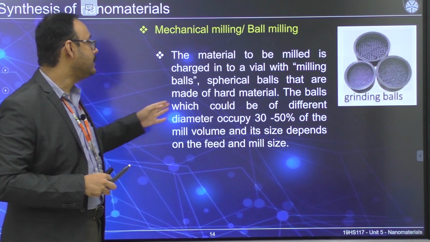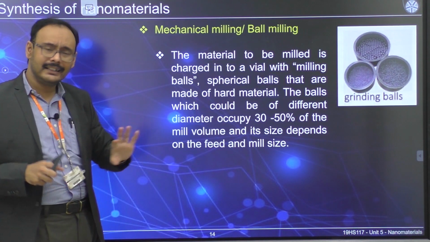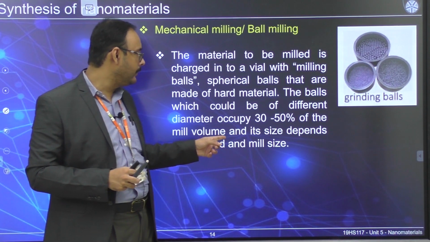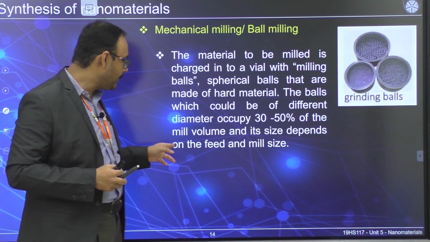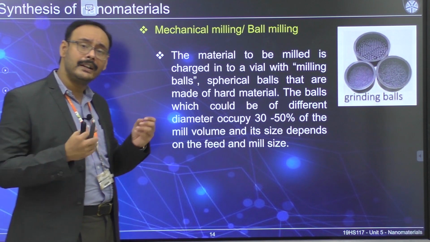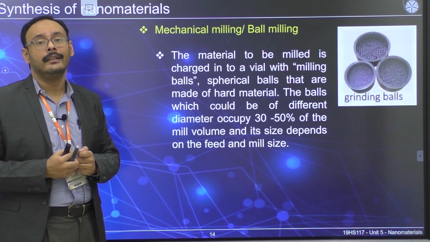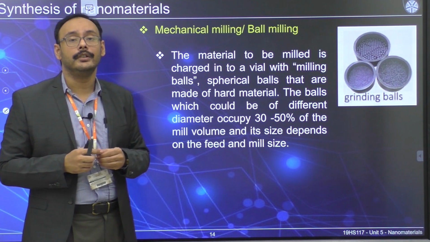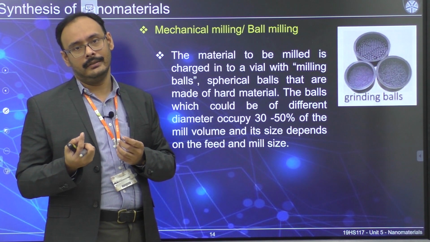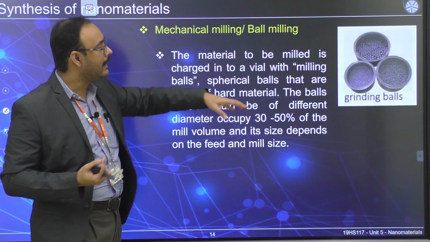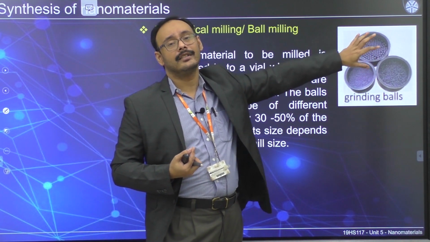Okay, the balls, which could be of different diameter like that, occupy 30 to 50% of the mill volume. That means the entire volume of the cylinder, and its size depends on the feed and mill size, depending on what type of material you are going to use for ball milling, what type of bulk material you are going to use, and depending also on what size you want. So depending on that, you can vary the ratio of these balls, and the sizes also you can vary.